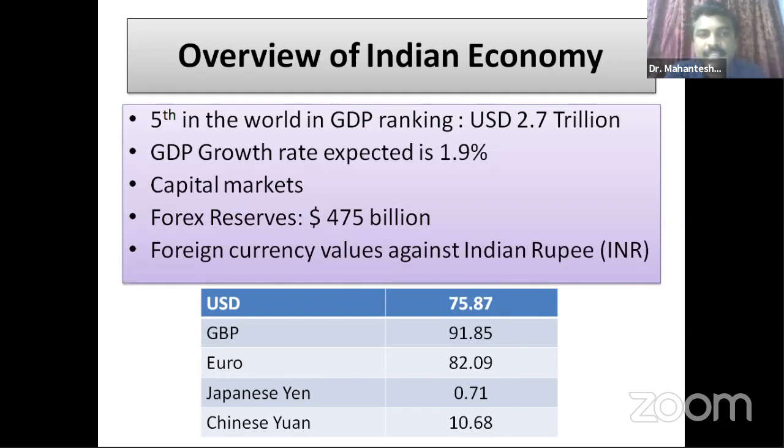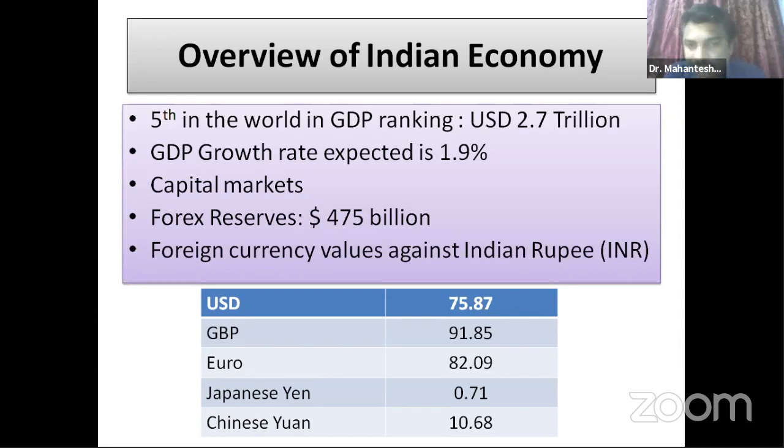That's good for us. The foreign currency values against the Indian rupee, this is not a good picture for us, because the Indian rupee has depreciated in the last 3 months against most of the currencies in the world. The dominant or prominent currencies in the world, USD is almost the leader of the currencies in the world. Initially it was 70 rupees per US dollar. Now in the last one week it is 75.87 rupees per USD.